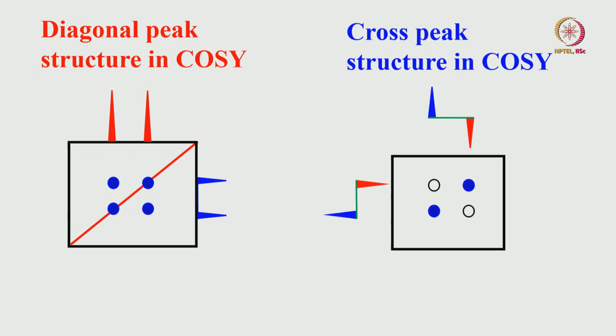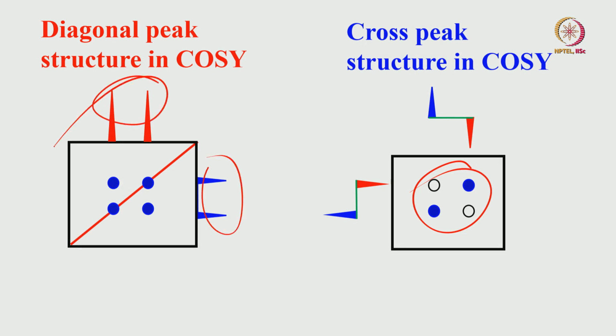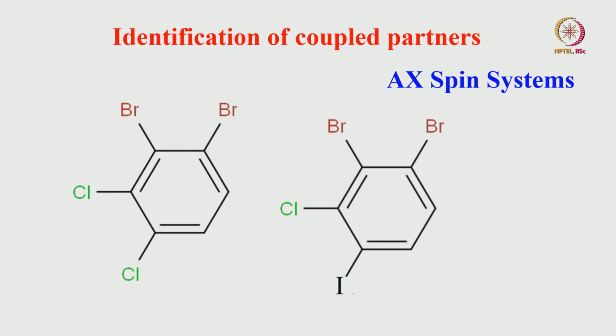If I take the projection of one of the 4 peaks, this is the cross peak pattern, projection in both the dimensions. This is the projection of the diagonal peak in both the dimensions. So, please remember, COSY diagonal peaks are in phase in both dimensions, cross peaks are antiphase in both the dimensions, and this corresponds to a positive peak, this corresponds to a negative peak.